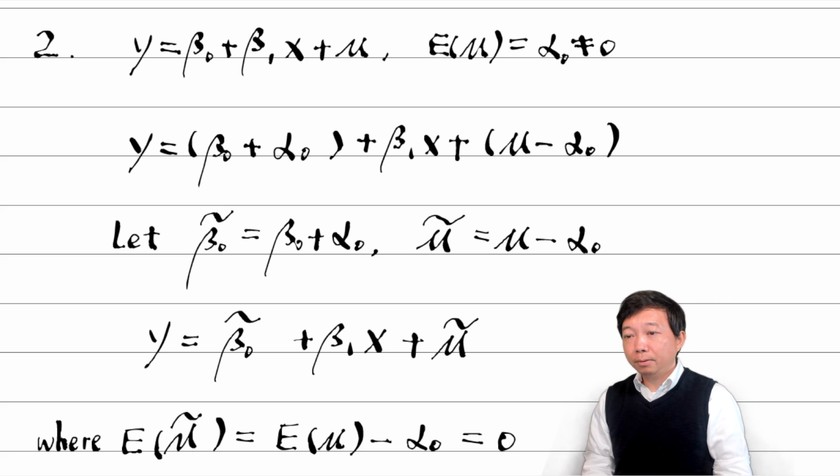Here's the answer. The key is adding alpha 0 and subtracting alpha 0 on the right-hand side of the equation. The new error term mu tilde equals mu minus alpha 0. So its expected value is 0. The new intercept is beta 0 plus alpha 0, but the slope is still beta 1.